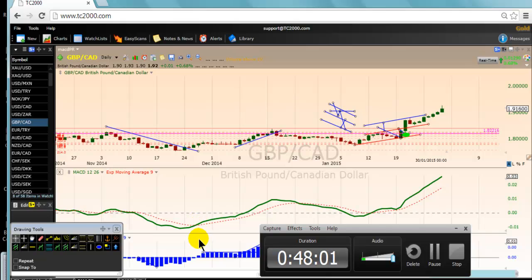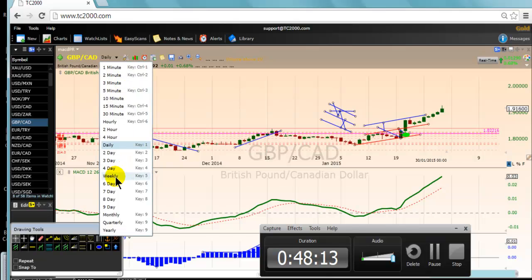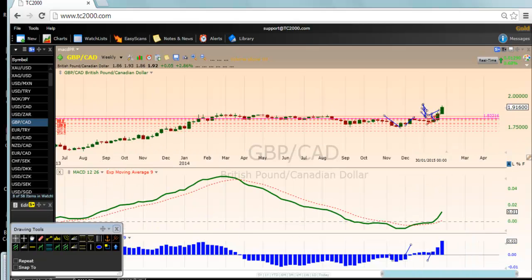For the strategy that I've shared with you today about the MACD histogram, how a forex trader will use the MACD histogram as a substitute for trading volume, if you want to apply that strategy, I don't want you to go on a daily chart. I would prefer that you use the weekly chart. This is one point that I need to stress.